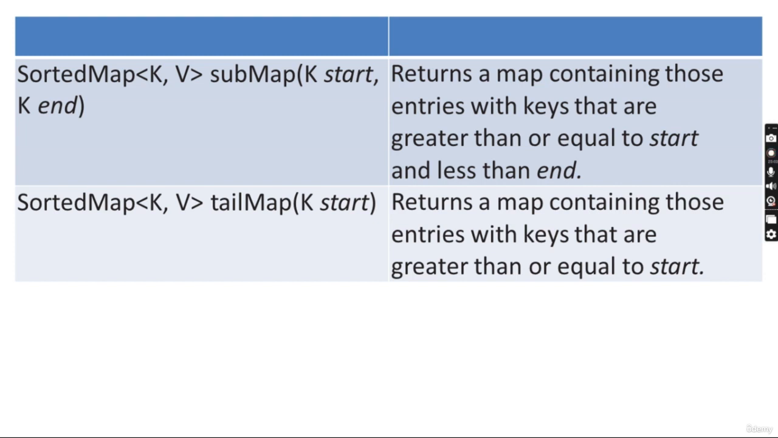So subMap returns a map containing those entries that are greater than or equal to start and less than end. So between start and end, it will give you the submap. tailMap(K start) returns a map containing those entries with keys that are greater than or equal to start.